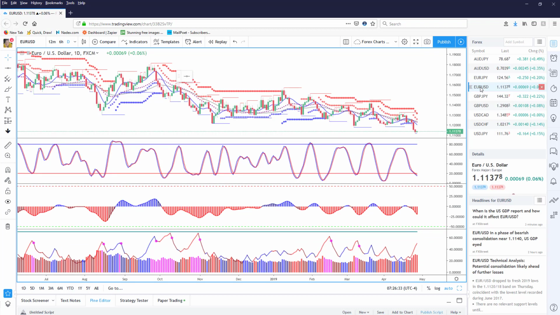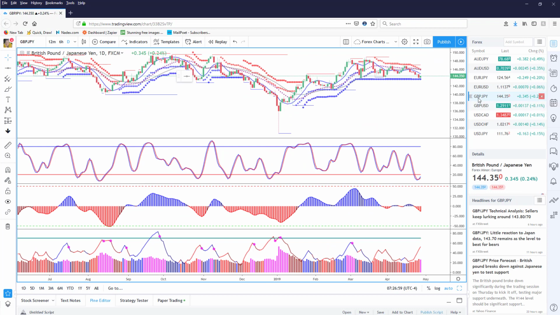On the euro dollar, you can see that it is overextended as well. Also has made new lows, so you have the potential for divergence there. But again, you have to have a bullish bar. I would want that bullish bar to close above 1160 before I got real excited about it.